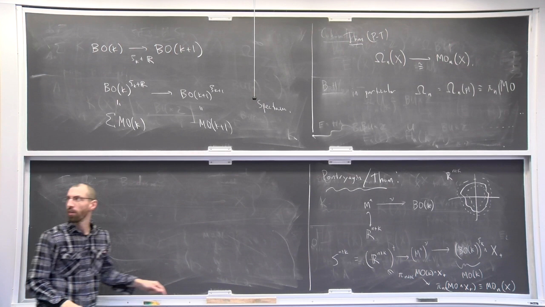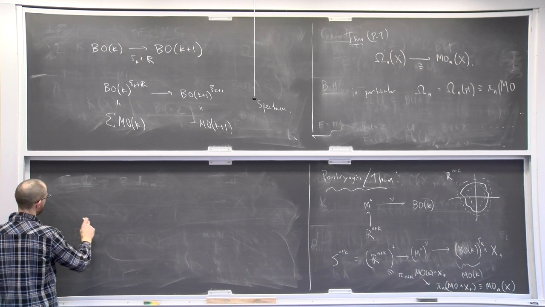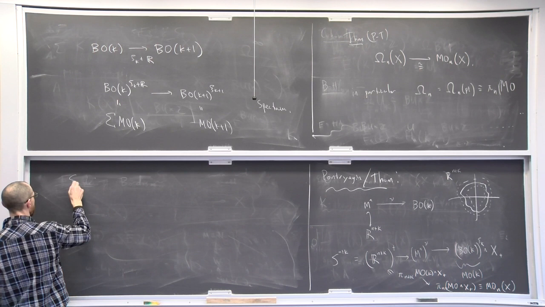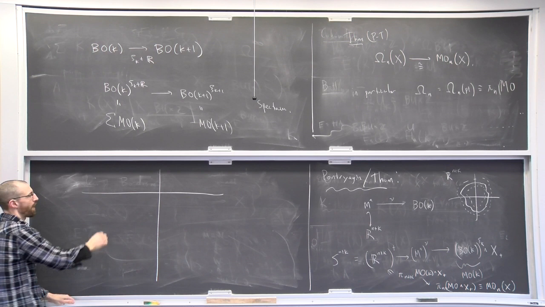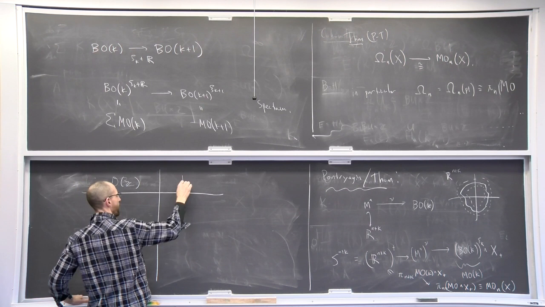So let me write down some things, okay? So here we have spaces. Let me just do this. So these are some constructions that you can do in the derived category of abelian groups. And here's some constructions you can do in the homotopy category.